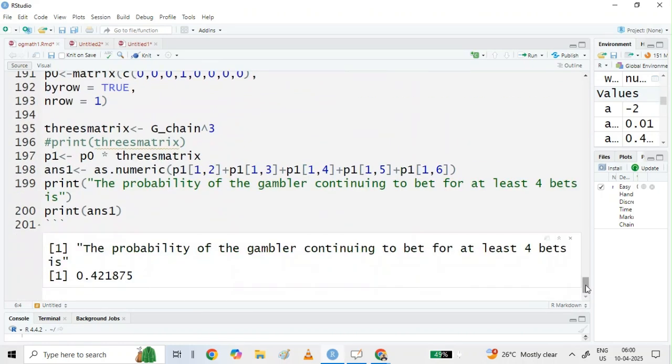Yes, we get the probability of the gambler continuing to bet for at least 4 bets is 0.421875. We got the same answer as the fraction 27 by 64. This answer is the decimal form of it.